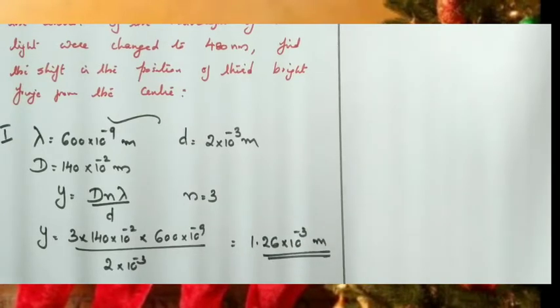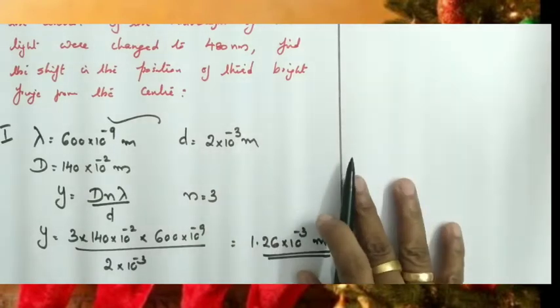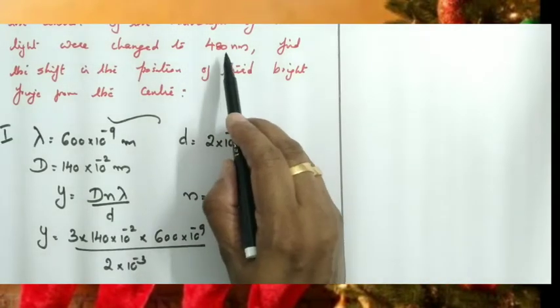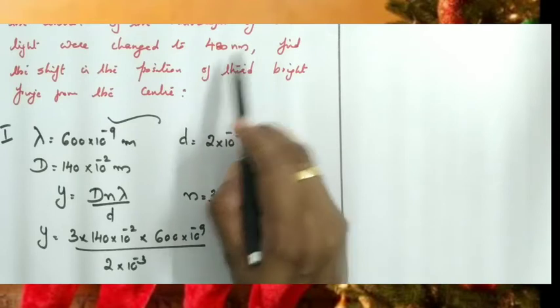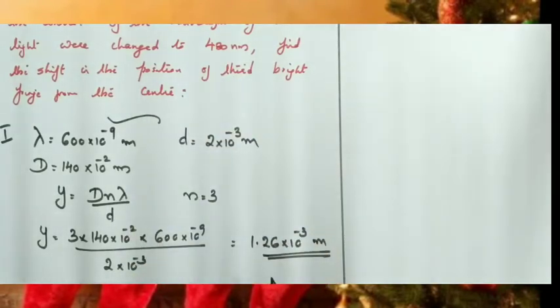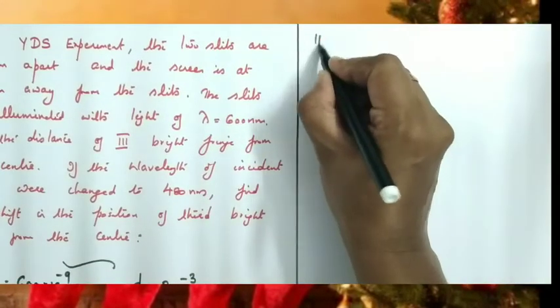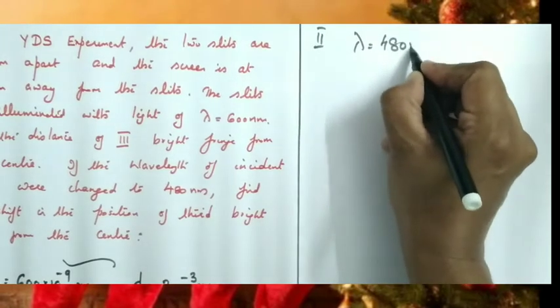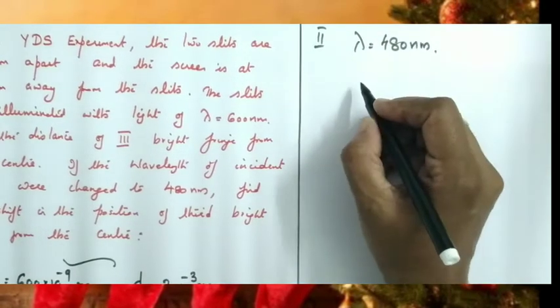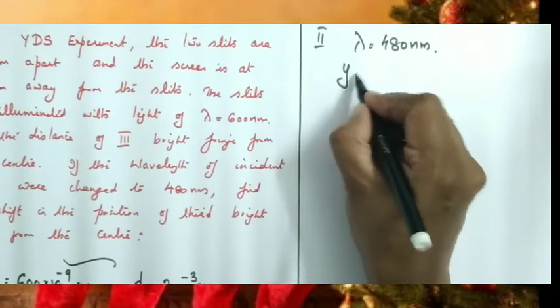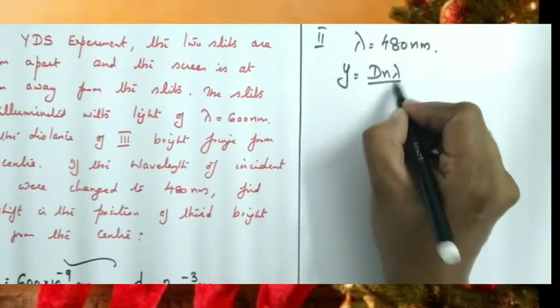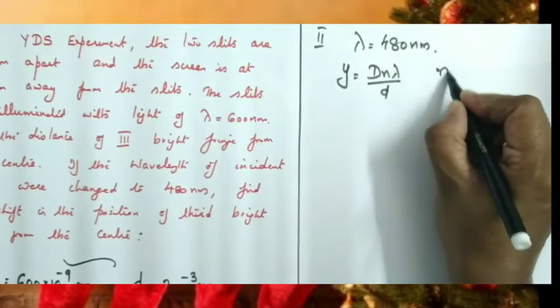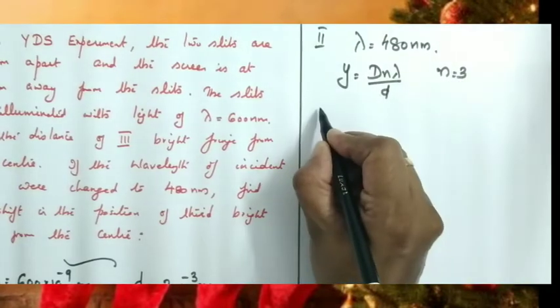Okay. Now the second case is if the wavelength is changed to 480 nanometer. We have to find out the position of the third bright fringe. So second case, what is the wavelength lambda? 480 nanometer. No other values change. So here also the position of the bright fringe is D n lambda by d. Third bright fringe, so n equal to 3. Here we can find out y.